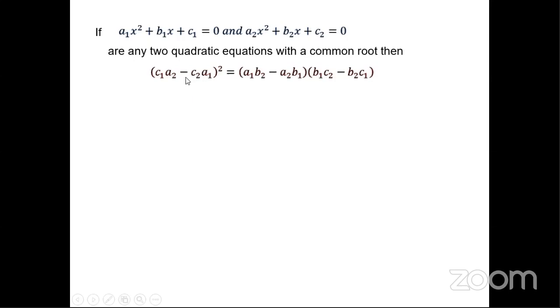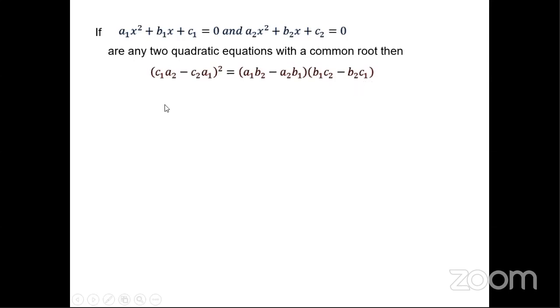In that case, these two equations will have a common root when they satisfy this particular condition. What is this condition? c1a2 minus c2a1 whole square is equal to a1b2 minus a2b1 into b1c2 minus b2c1.